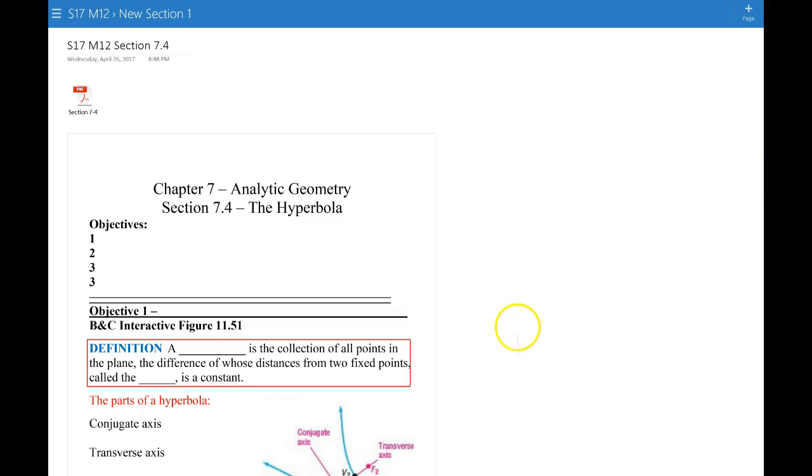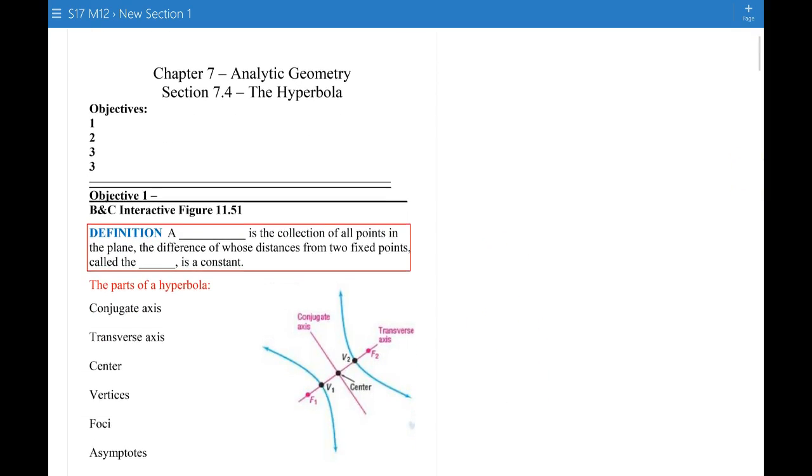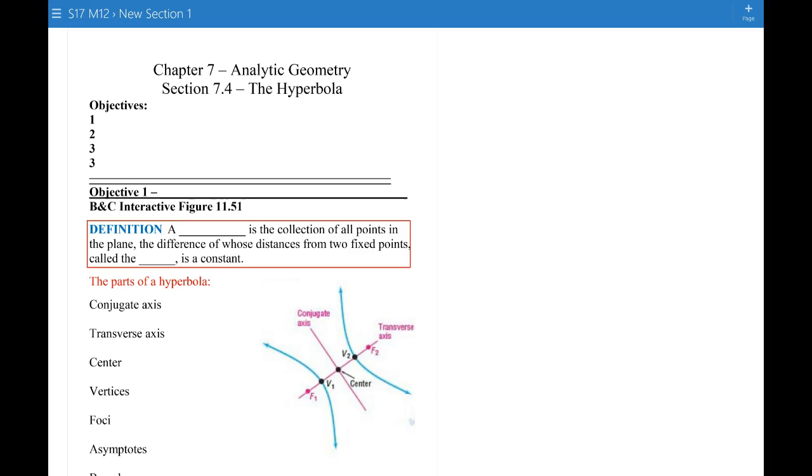This is the last section we're going to do in Chapter 7, Section 7.4, the hyperbola. So as with the ellipses, we're going to first analyze hyperbolas with the center at the origin, because then we have the simplest form.